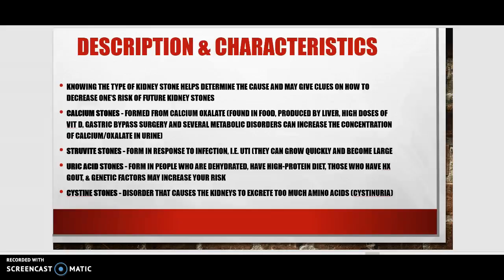Struvite stones form in response to infection like a UTI. They can grow very quickly and become large. Uric acid stones form in people who are dehydrated or have high protein diets. Those who have a history of gout would give you an indication that they have a high protein diet. Or people who have genetic factors may increase your risk. Cystine stones. It's a disorder that causes the kidneys to excrete too much amino acids.